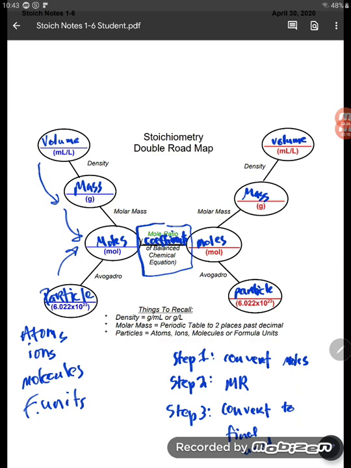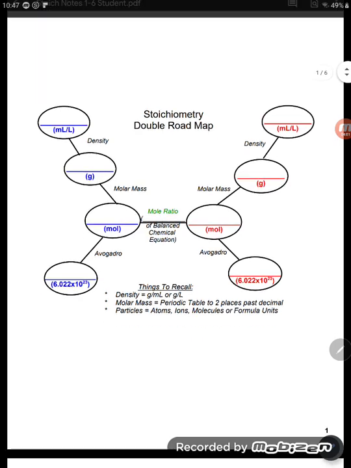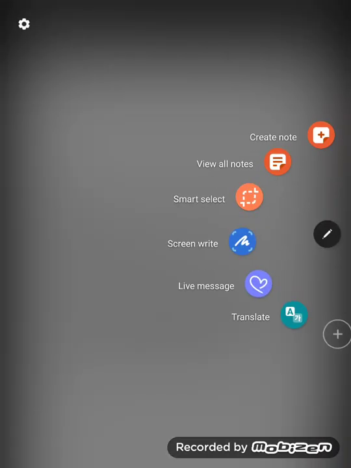Okay, and we are on to the next section here. So what is stoichiometry? Let's break that down a little bit more and take a look.